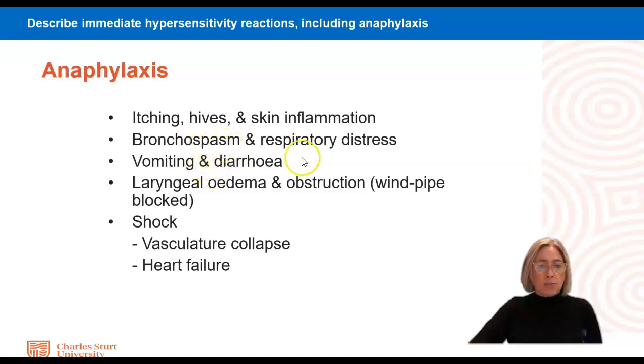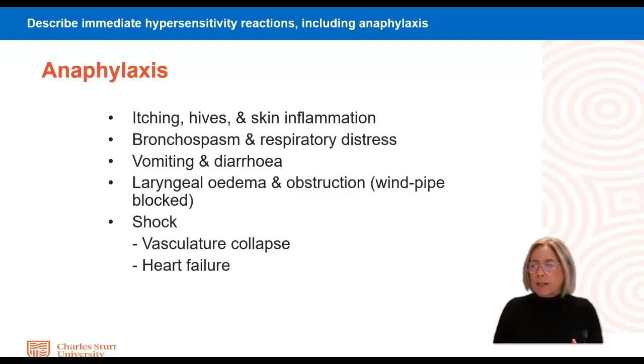This might then progress to bronchospasm and respiratory distress. So bronchospasm caused by smooth muscle cell contraction in those little tubes of the airways, vomiting and diarrhea, laryngeal edema and obstruction, and this swelling then can block the trachea. And then in more severe cases that lead to anaphylactic shock, this occurs when vasculature or blood vessels collapse, and heart failure, where there is insufficient cardiac output then to meet the metabolic demands of the body.